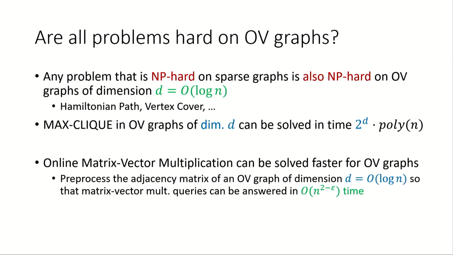Yeah, so there are some problems you can solve faster in OV graphs, and we give some algorithmic ideas in our paper, but it would be really interesting to figure out whether it's possible for triangle detection and stuff like that too. Okay, yeah, that's all I have to say. Thanks.